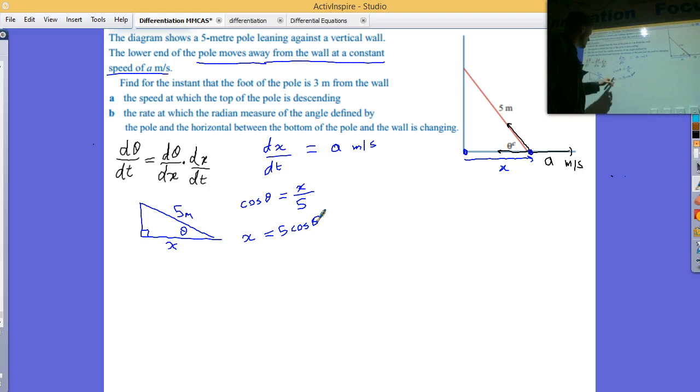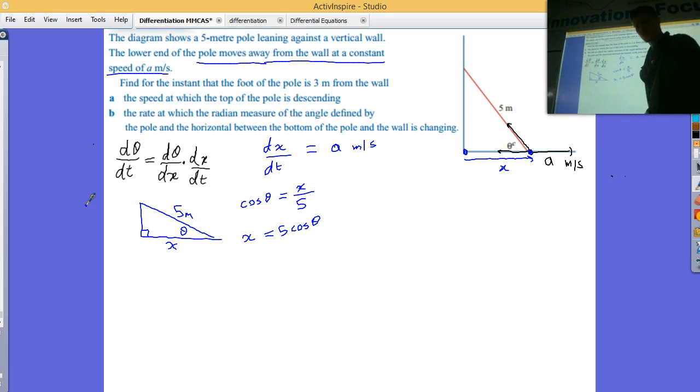Now, from this I need to work out what dθ/dx is. That means I need to have θ as my dependent variable and x as my independent variable, but I have it the other way around. I have x as my dependent variable and θ as my independent variable. Well, that's tricky.